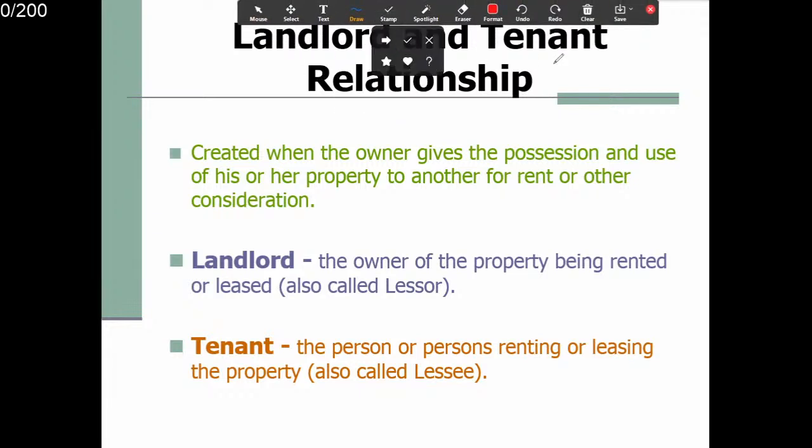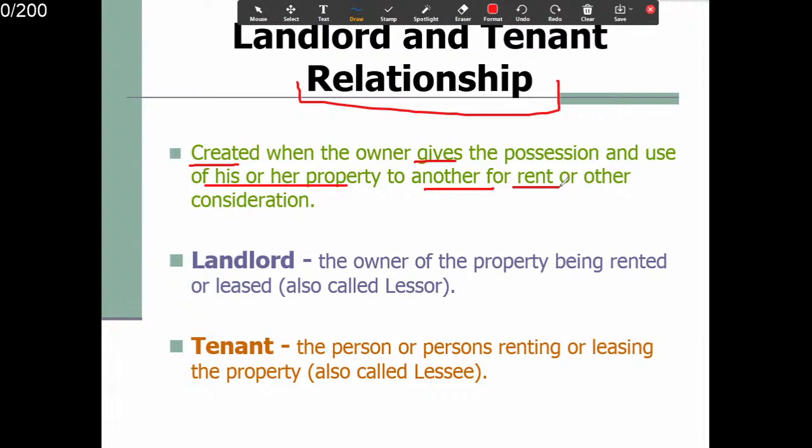Okay, landlord and tenant relationship， 他们这个关系是怎么了？ It is created when the owner gives possession and use of his or her property to another for rent or other consideration. Okay， 他租出去，right？ 房东收租嘛，right？ 他有这个协议的话，right？ 就变为房东房客的关系了，OK？ So landlord, the owner of the property being rented or leased, is also called a lessor. Notice the O and the O here, okay?